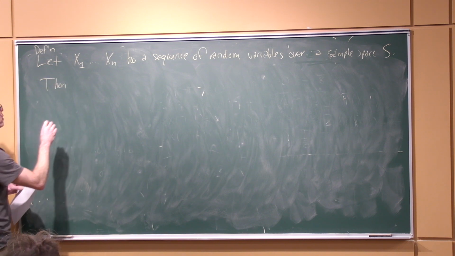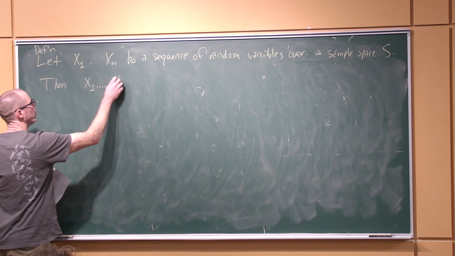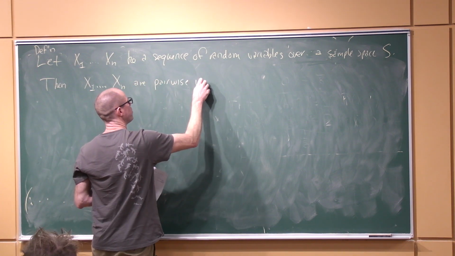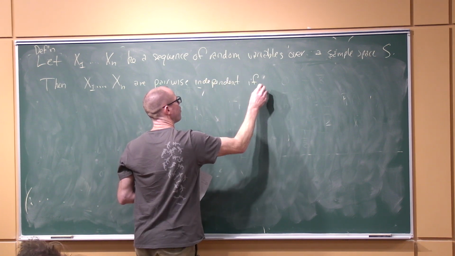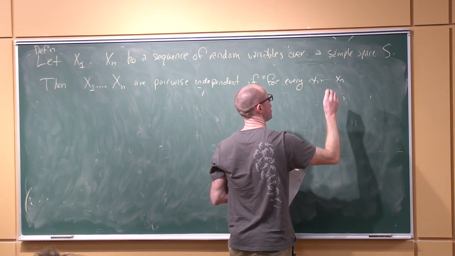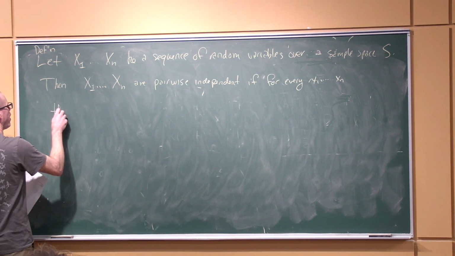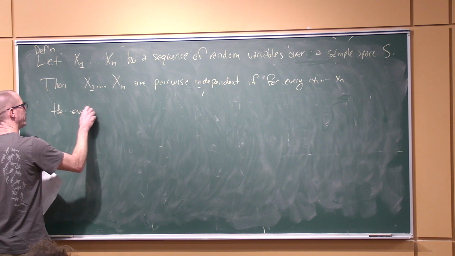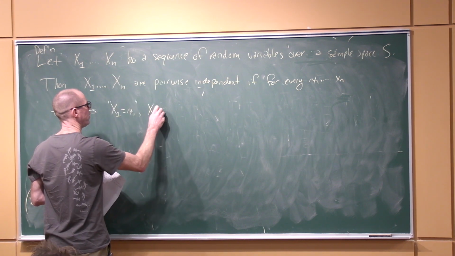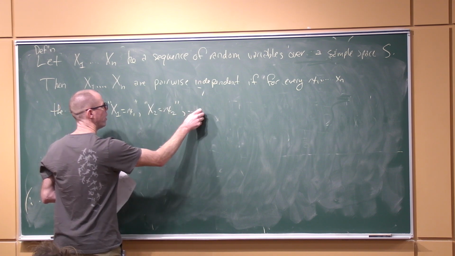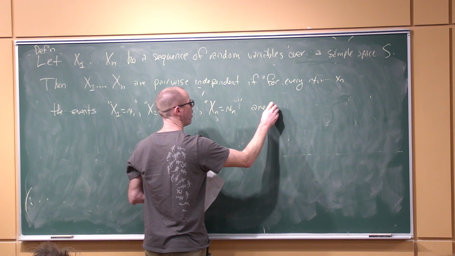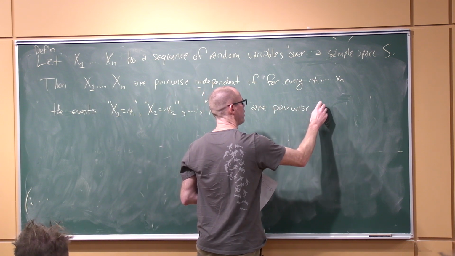Then what we'll say is X1 through Xn are pairwise independent if for every little x1 up to little xn, the events X1 equals little x1, X2 equals little x2, all the way up to Xn equals little xn are pairwise independent.